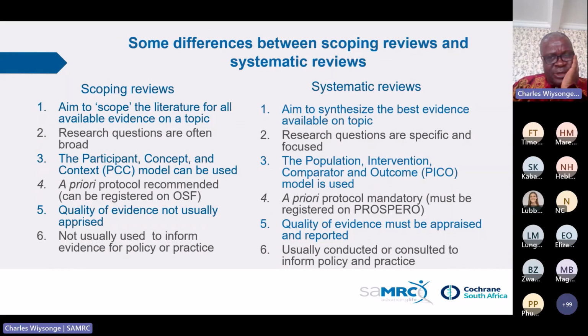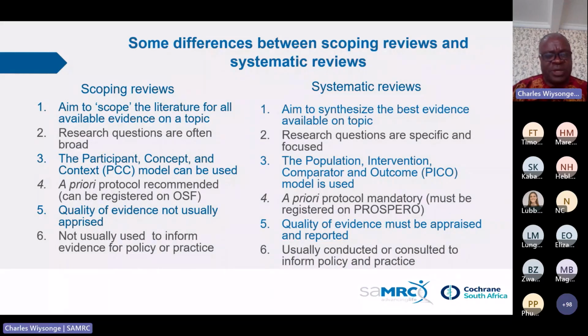I indicated that scoping reviews are more recent and differ from systematic reviews. So let me just bring out some of those differences. In scoping reviews, you aim to scope, as it were, bring out the broad content, or just map out what is in the literature for available evidence on a particular topic. While in systematic reviews, you aim to synthesize the best evidence available on that particular topic. In scoping reviews, research questions are generally quite broad. But in systematic reviews, research questions tend to be specific and focused.